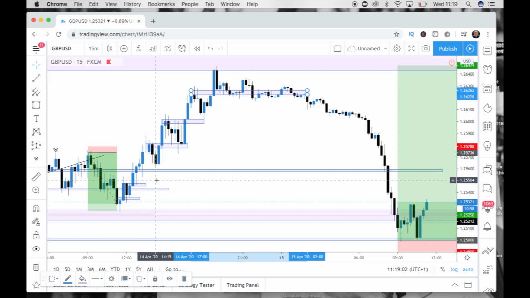So I showed you support and resistance on a higher time frame. I showed you support and resistance on a lower time frame. As you can see on a higher time frame, what you do is you identify the full range, and then you identify where there's buying and selling pressure.